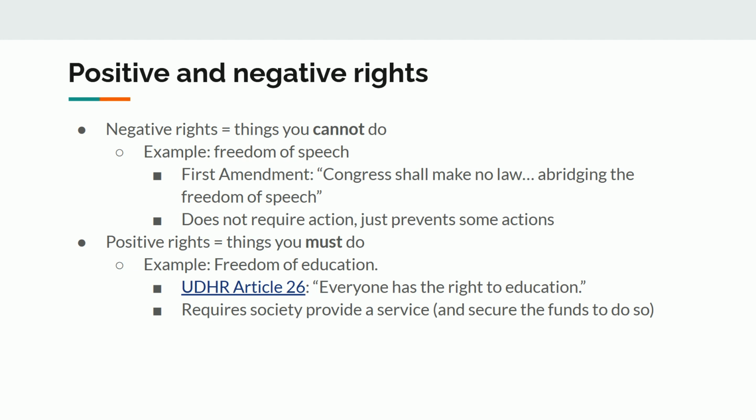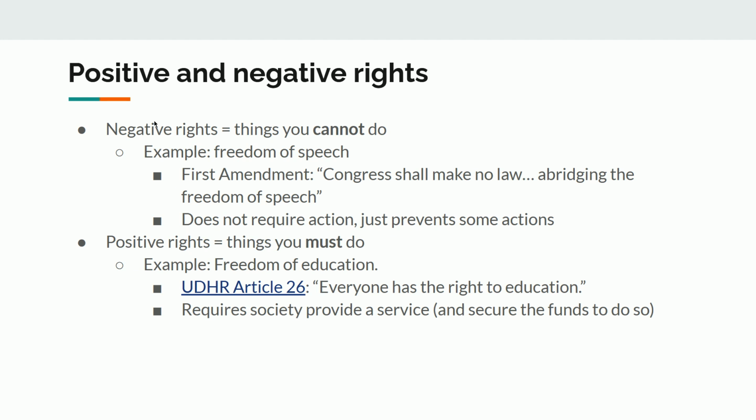Of the rights that we mentioned from the UDHR, there's two kinds of rights. I hinted at this before, but there's what are called negative rights and positive rights. So negative rights, so this is not good and bad. Negative rights and positive rights can both be good things. But a negative right is a restriction against what can be done. And a positive right is a requirement that you do something.